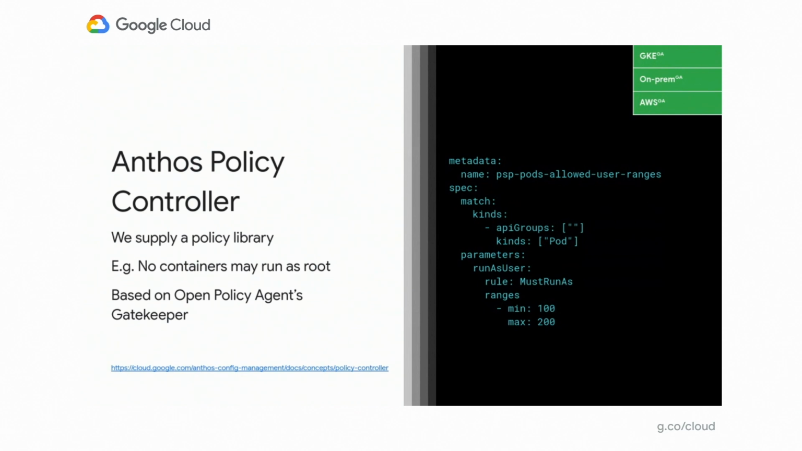So ACM Config Sync sets us up in this base infrastructure security configuration. Policy Controller is a feature that also works across all three environments here, and it allows us to really control what the pods are doing inside that cluster. You want to make sure that containers aren't running as root, aren't accessing the host network, aren't accessing the host paths, and doing other dangerous things. So we give you a really comprehensive policy library that you can apply to your clusters. There's an example here of not running as root. That policy library is written using Open Policy Agent's Gatekeeper, an open source policy language.